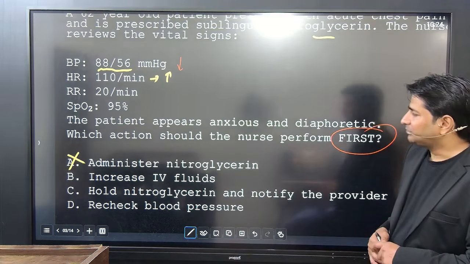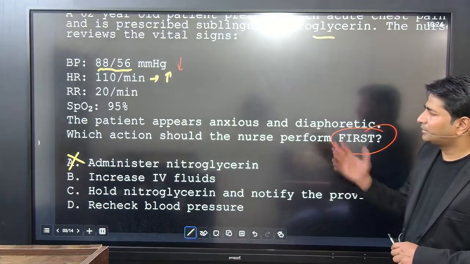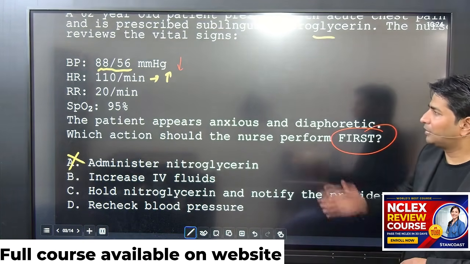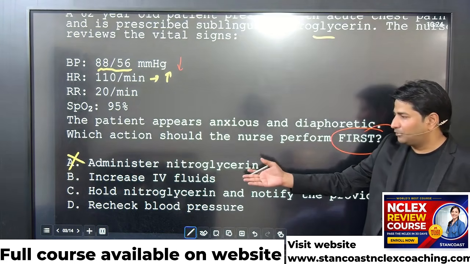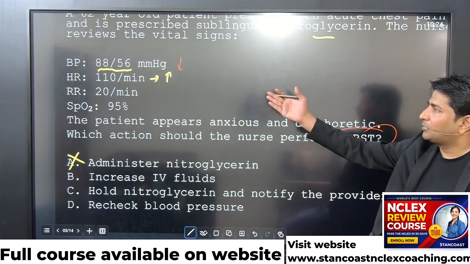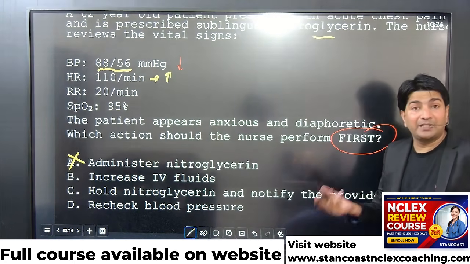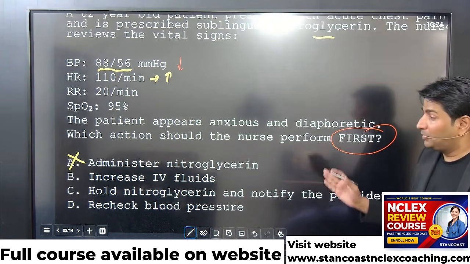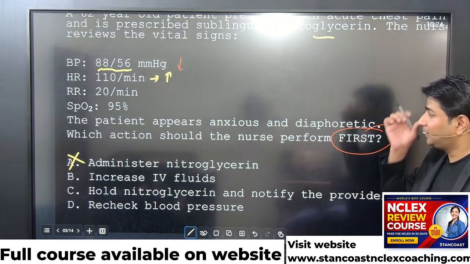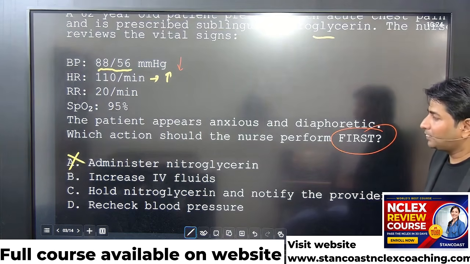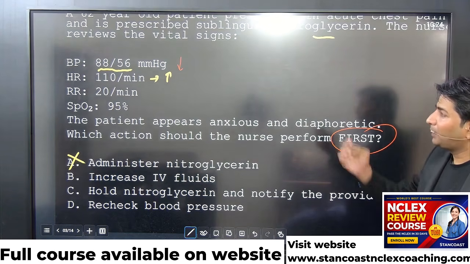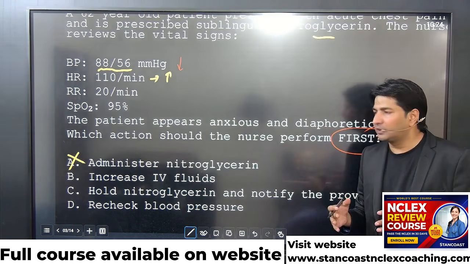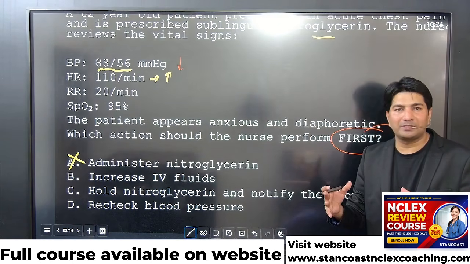Increase the IV fluids. Some students might choose this, thinking that since the BP is low, we should give the patient IV fluids to raise the BP, because we have to give nitroglycerin to dilate the coronary arteries. Some students might think of it this way, but we should not choose this option, because if you give the patient fluids when their blood pressure is low, yes, the intravascular fluid volume will rise, which will raise the blood pressure.